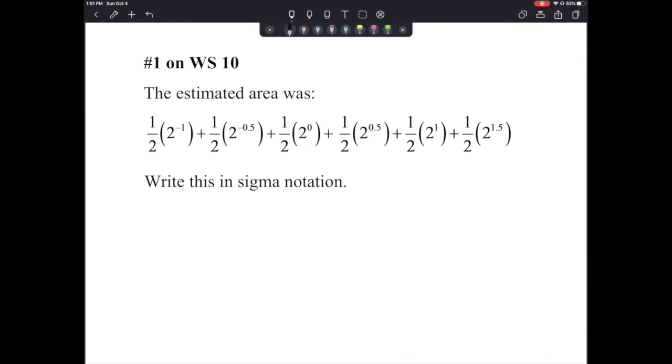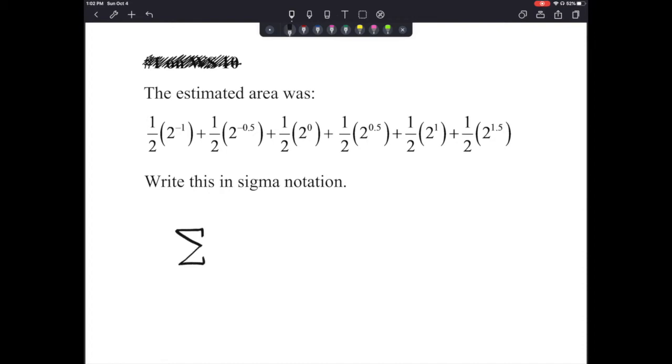I'm not sure what this whole number 1 on worksheet 10 was. I think I forgot to take that out, so I don't believe we have a worksheet 10, so just ignore that part, please. The estimated area, we had 1/2 times 2 to the negative first, and this was that last problem from yesterday, plus 1/2 times 2 to the negative 1/2, and all the way across till we get to the 1.5. We did write this out yesterday. Don't look back at your notes. See if you can do it from memory right now.